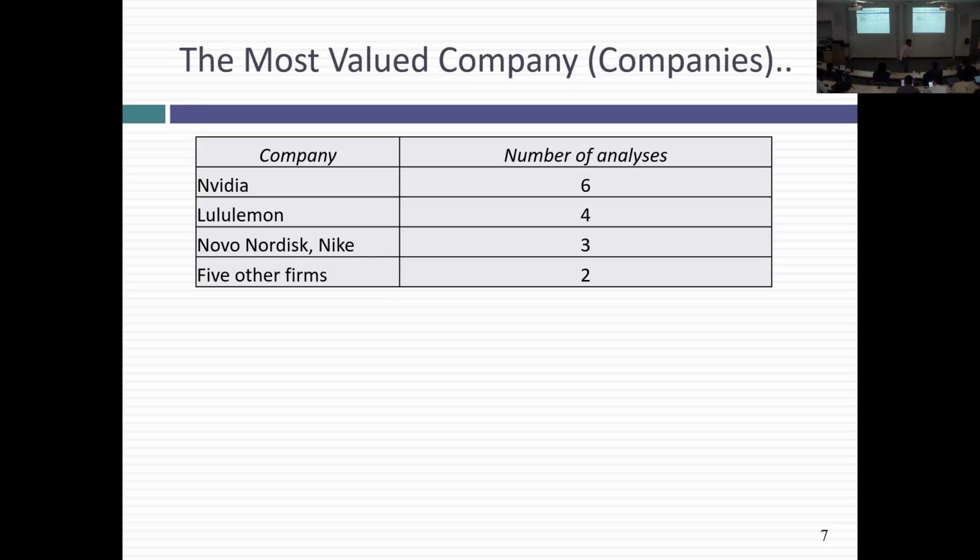Lululemon, I said this in my corporate finance class, I don't know what it is about that company. I despise that company at this point in time. I've probably seen 100 valuations of Lululemon by now. So there's something about this company. Novo Nordisk and Nike were valued by, and there were 5 other companies where you had at least 2 people valuing the company. And I remember early in the semester, somebody asked me, why don't you restrict, and my response is, what difference does it make if 5 people value the company?